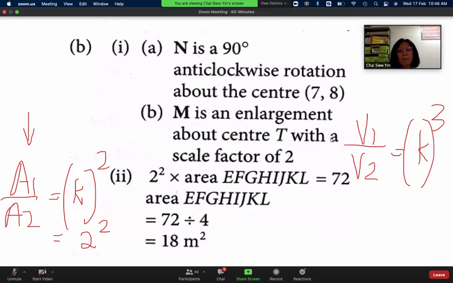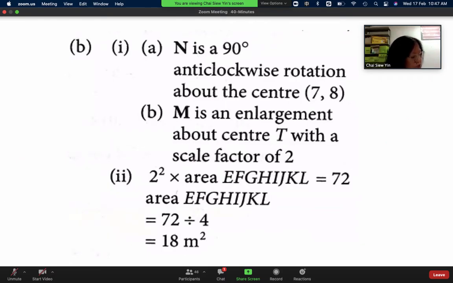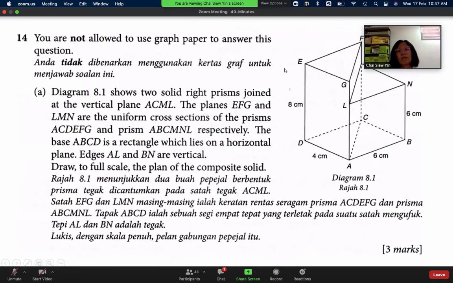Okay, I'll quickly copy down, or if you haven't screenshot, you screenshot it first. Then we proceed to the next question. For the next question, this one, plane and elevation.